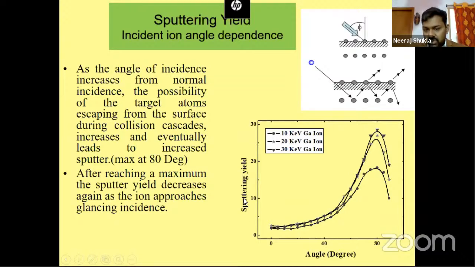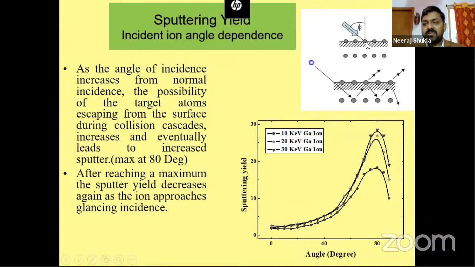This curve is also a very important factor. It shows sputtering yield versus angle. Sputtering yield is defined as the number of atoms sputtered from the target per incident ion. If the sputtering yield is 2, each ion removes 2 atoms from the target. That depends on the target and the impinging ion, and of course its energy. At a given energy, it also depends on the angle at which the ion is incident on the surface.